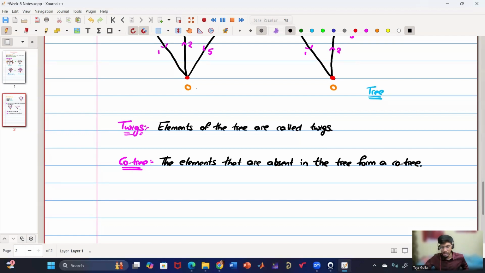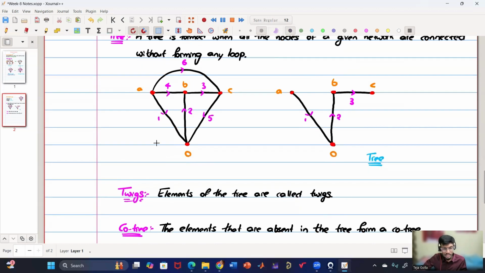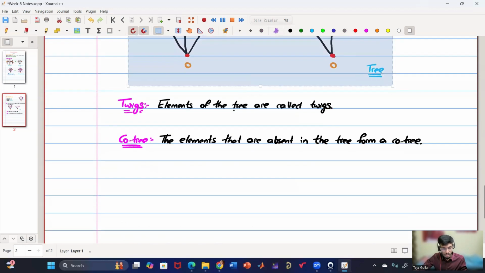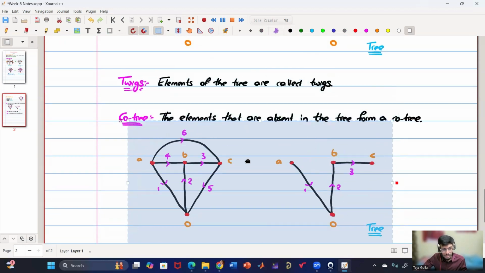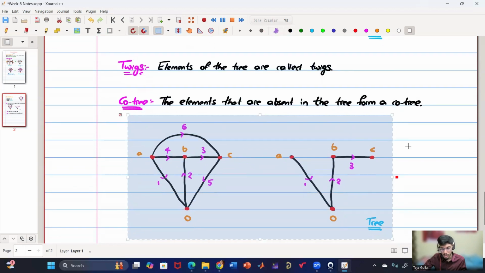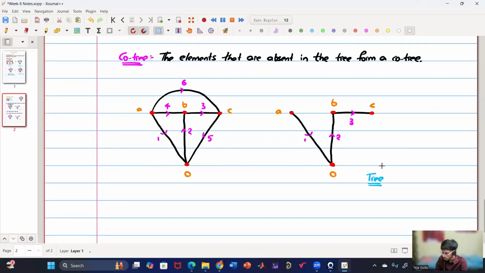Okay. So what I mean by that? Let us consider the same example. Now this is the tree, right? So what are the elements that are absent in the tree? They will form the cotree. Let me use a different color, blue. Say this dotted line element is absent. So this forms the cotree.